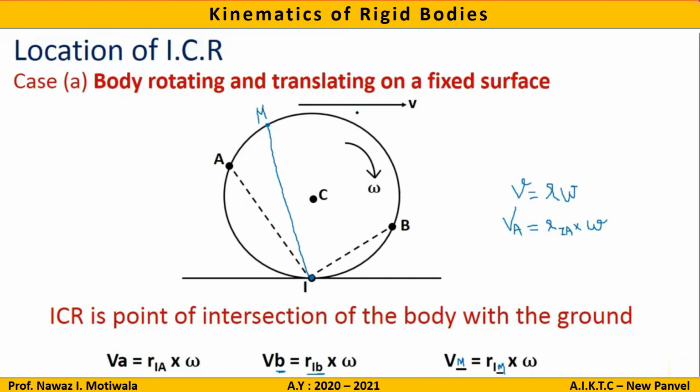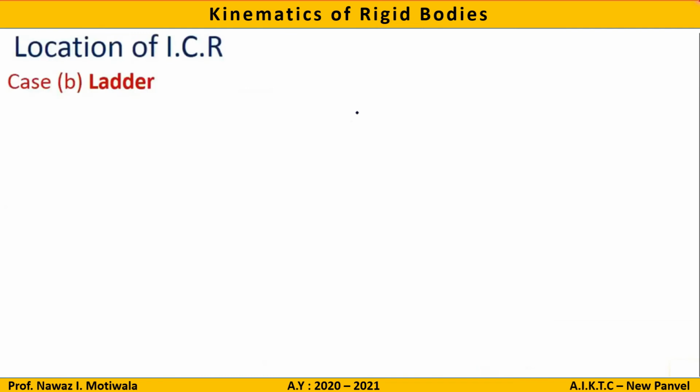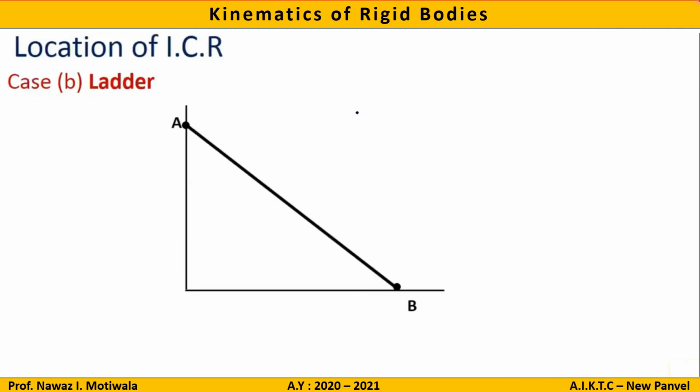Let us now consider one more case. Case B, also known as a ladder case. Let us say there is a ladder AB which is resting against a wall and a horizontal floor. When this ladder is on verge of slipping, this point A will try to come down, or I can say the velocity of point A will be in downward direction. Similarly, the velocity of this point B will go towards right side.